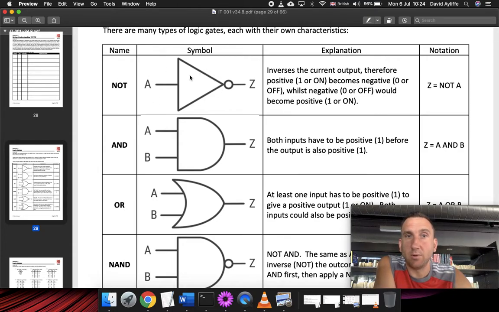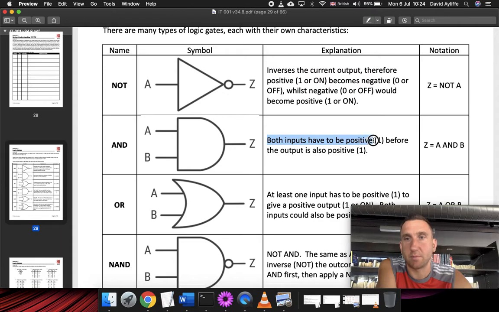So this is the symbol for a NOT logic gate. The input is A, the output is Z, and what we put in is the opposite of what we get out. So if we put 1 in, we get 0 out. If we put 0 in, we get 1 out. Easy, yeah? So it inverses the input. Just a simple way of saying it nots. So it is not what we put in. Therefore, positive becomes negative, negative becomes positive. Simple, easy.